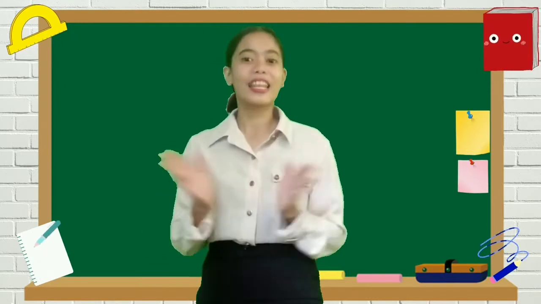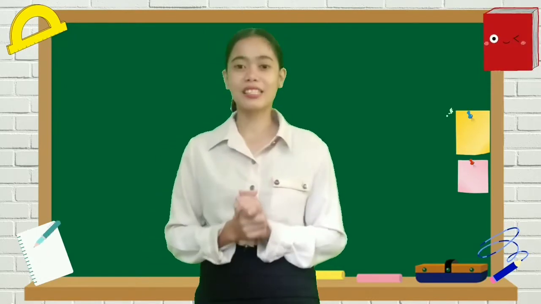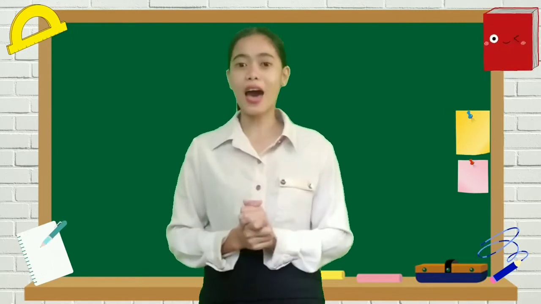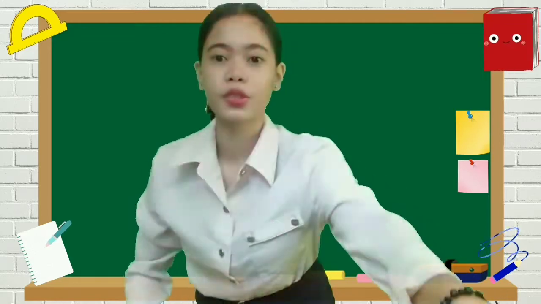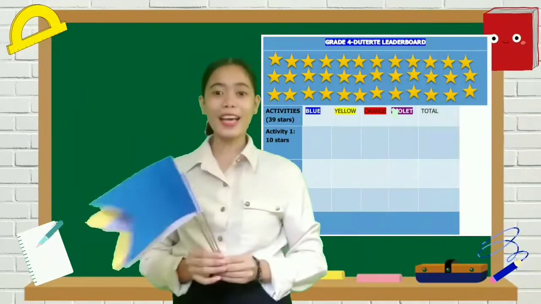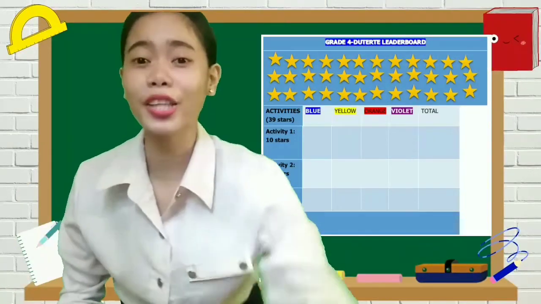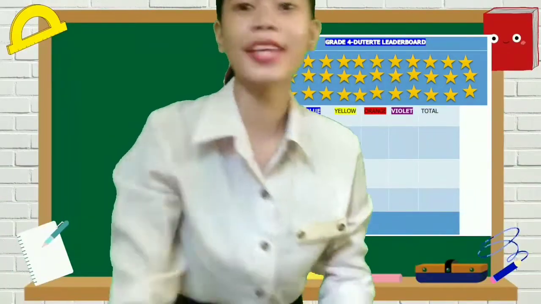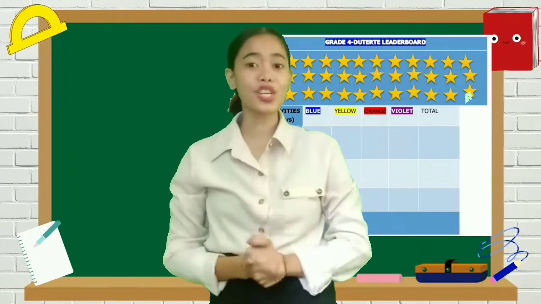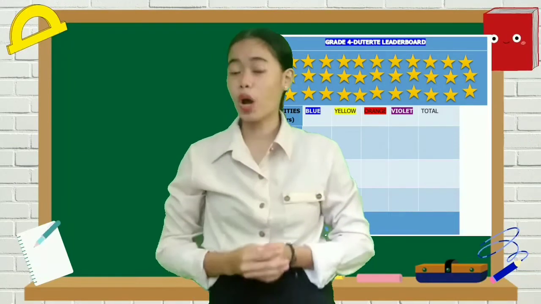10, 9, 8, 7, 6, 5, 4, 3, 2, 1. Here are your flags. Don't forget to write your names on a 1/4 sheet of paper. Choose a leader and a secretary. Pass your papers forward if you are done.